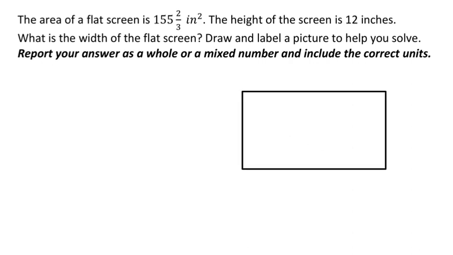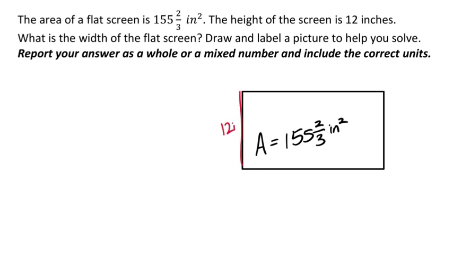So here we go. We've got a picture. We'll pretend this is a good picture. I mean, it's electronic, so hopefully it's not too bad. It told us the area of that flat screen is 155 and 2/3 square inches, and the height is 12 inches. I'm going to call this the height right here at 12 inches. That's fine, but how does that help us find the width, which is what we're looking for?